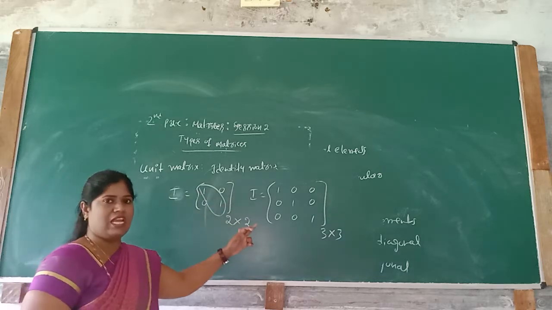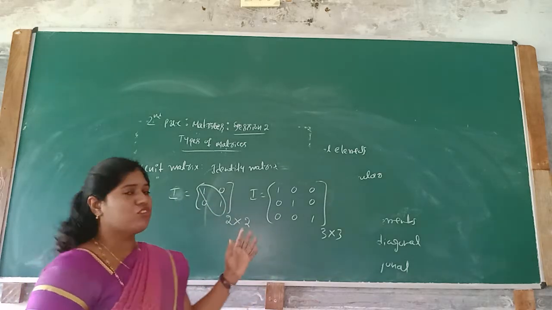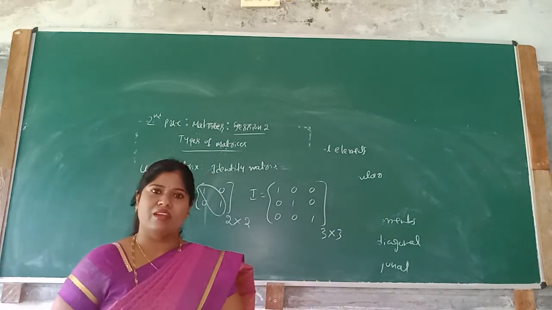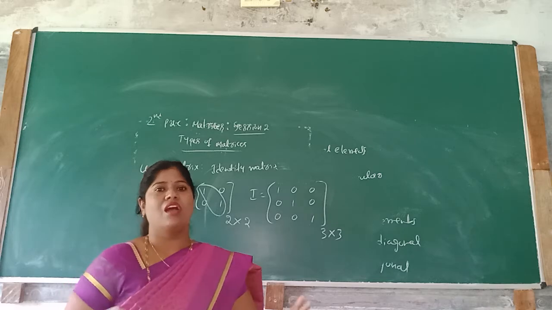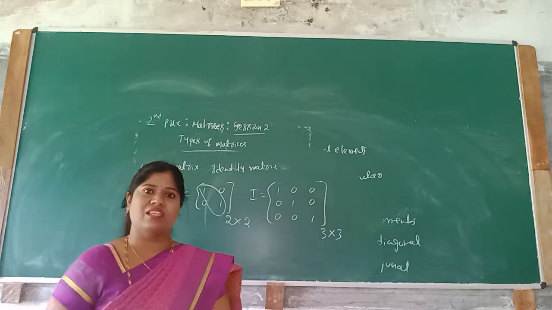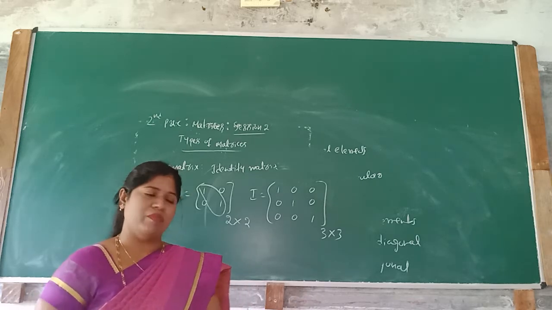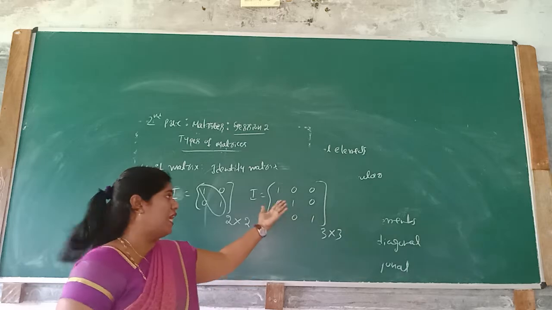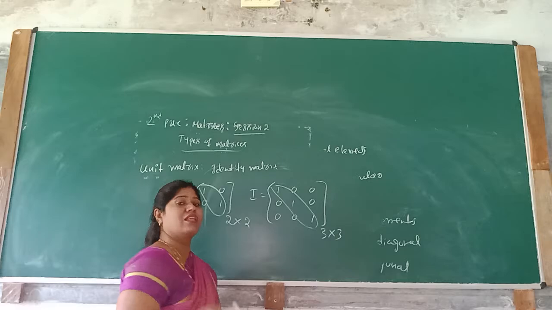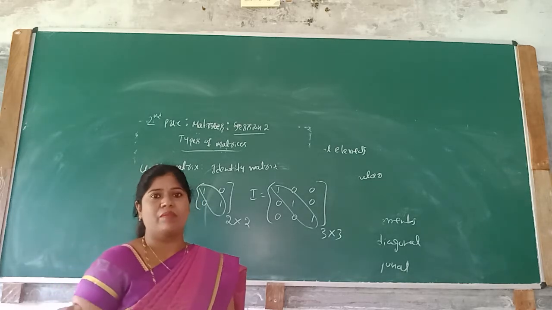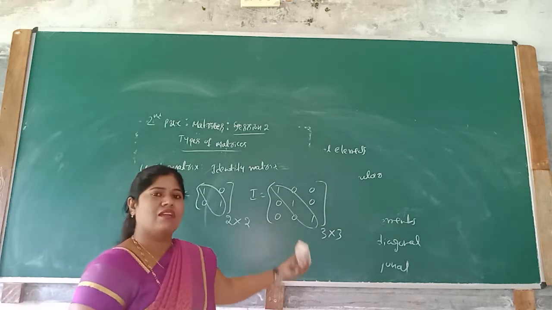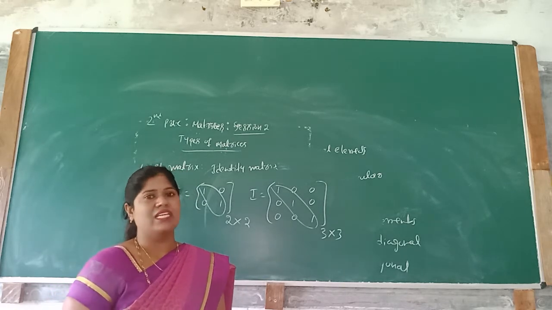This one is the principal diagonal. The diagonal from the left top corner to the right bottom corner is called the principal diagonal or leading diagonal. It should be equal to 1 only. Okay, then only it is called a unit matrix or identity matrix. Here also, what are the diagonal elements? 1, 1, 1. This is the principal diagonal. Every element in the principal diagonal is equal to 1. So then it is called a unit matrix or identity matrix.